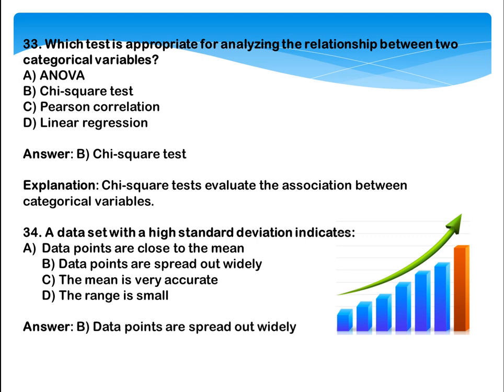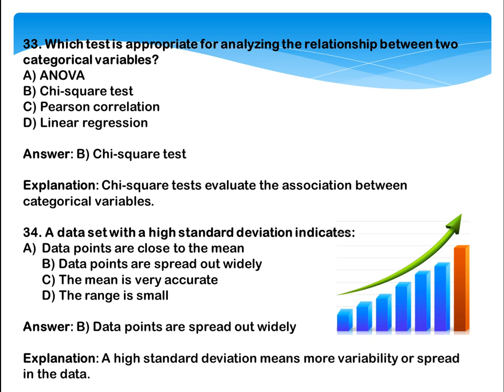Answer, B. Data points are spread out widely. Explanation. A high standard deviation means more variability or spread in the data.